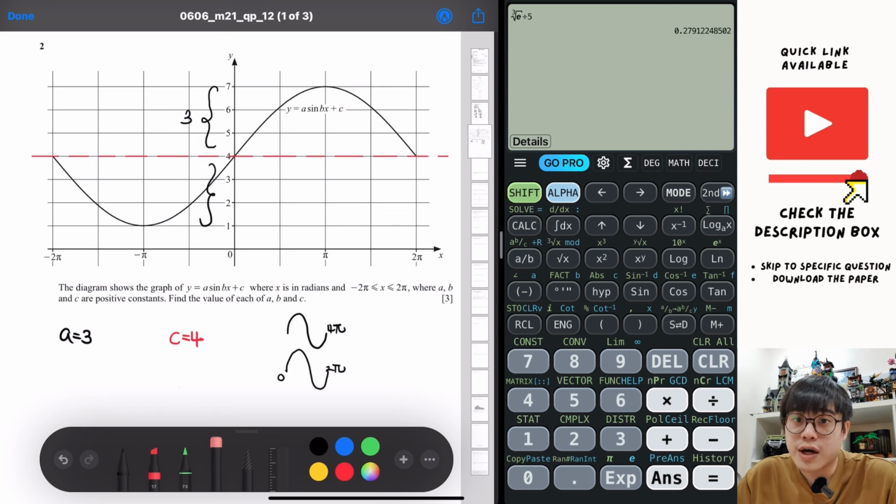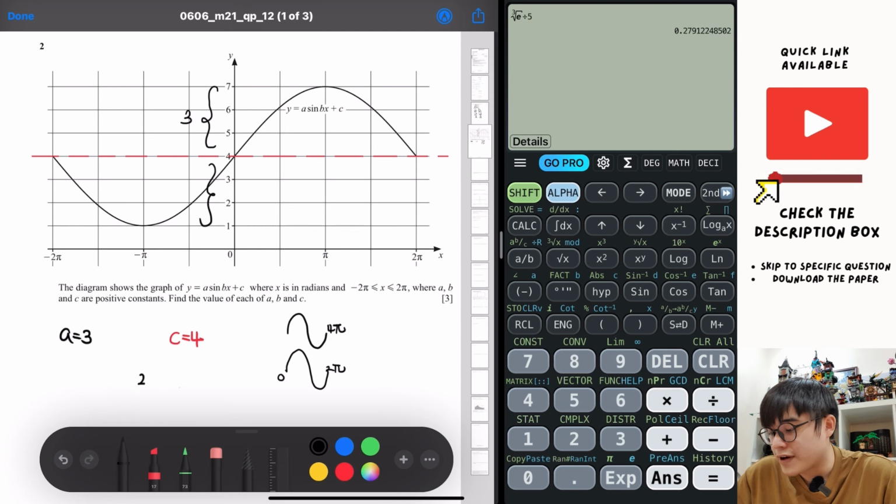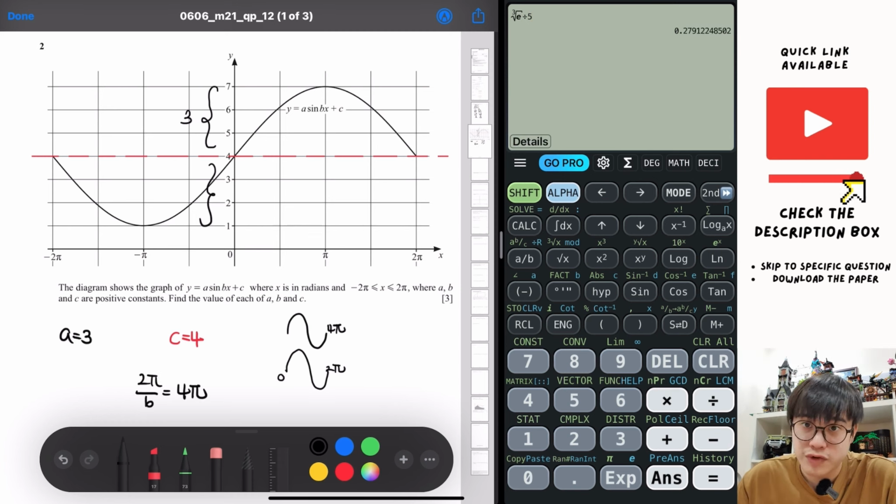To get to the results, when we apply the formula, it's 2 pi divided by b equals our current ending point, which is 4 pi here. When you run the calculation accordingly, you will get your b's value as 2 pi divided by 4 pi, which is 1 over 2. So that's your b value here. So your A, B, and C is now fully complete.